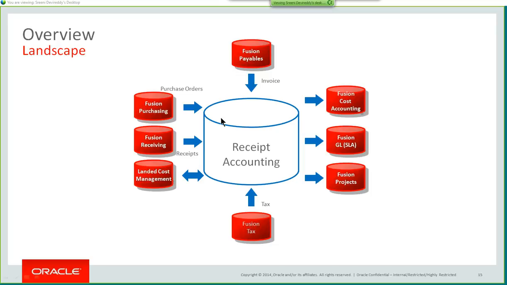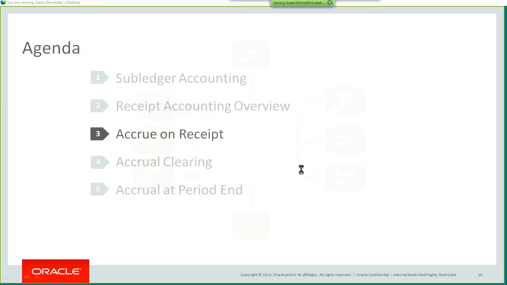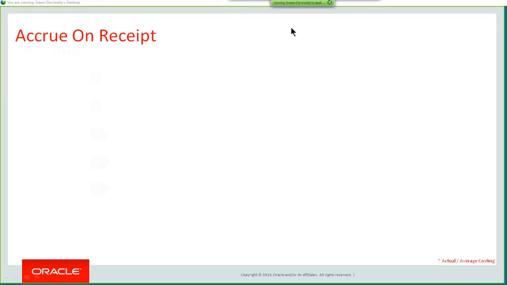Now, the receipt accounting has an integration with all other products. It has to have this integration because it gets impacted by payables, it gets impacted by purchasing and receiving, as we've seen. We'll see how landed costs can impact it, and projects, SLA, cost accounting. So it integrates and interacts with all these products. Now let's take an example. Let's get into a little bit more detail on accrual and receipt.